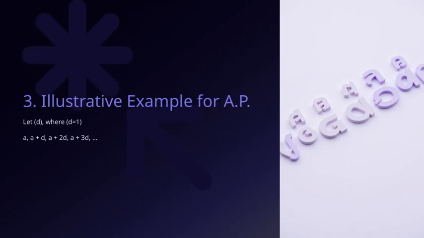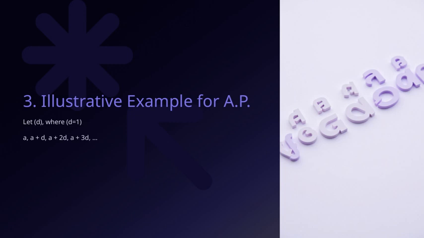All right, let's look at this sequence: a plus d, a plus 2d, a plus 3d, and so on. This pattern is actually the foundation of an arithmetic progression, or AP for short. Here, each term is generated by adding a common difference, which we'll call d, to the previous term. Now, in this particular example, we're setting d to 1. That means each term increases by 1 from the previous one.